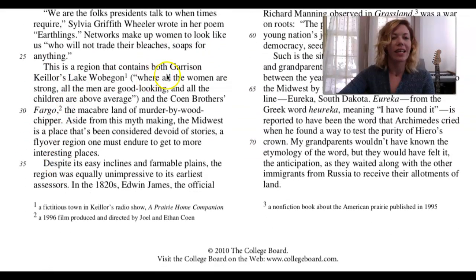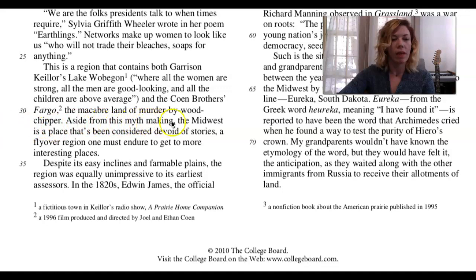This is a region that contains both Garrison Keillor's Lake Wobegon, and let's look down at our footnote, and it says that is a fictitious town in Keillor's radio show, A Prairie Home Companion, where all the women are strong, all the men are good looking, and all the children are above average, and the Coen brothers, Fargo. And it says here under that footnote that Fargo is a 1996 film produced and directed by Joel and Ethan Coen. The macabre land of murder by wood chipper.